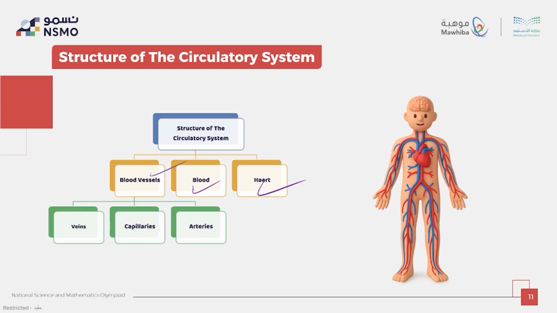Blood vessels are the pathways that blood travels through, and there are three types of blood vessels. Arteries carry blood away from the heart, veins bring blood back to the heart, and capillaries allow exchange of oxygen, food, and waste with body cells. And don't forget, the heart pumps blood, blood is the transport fluid, and blood vessels are the pathways.